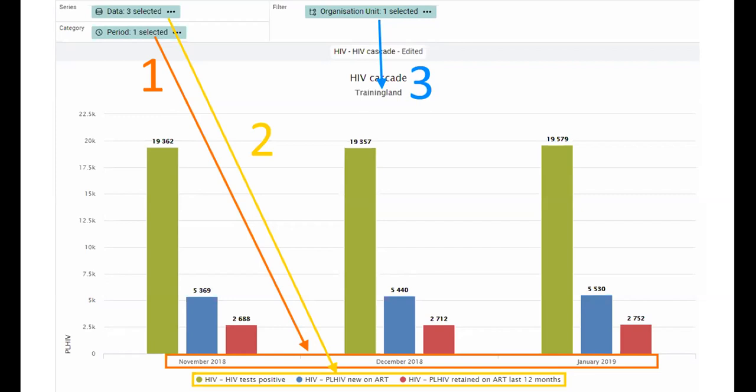But for now, let's focus only on column charts and try to understand the concepts of series, categories, and filter. Any questions up to this point? If not, we can discuss individual chart types. I think now we have most of the participants joined.